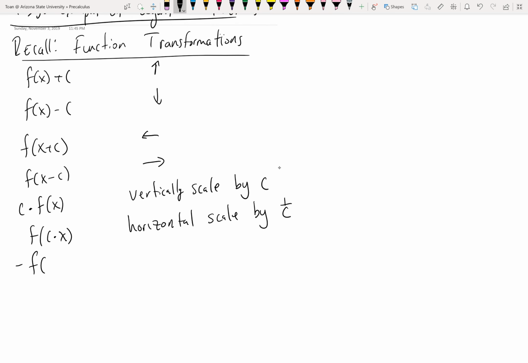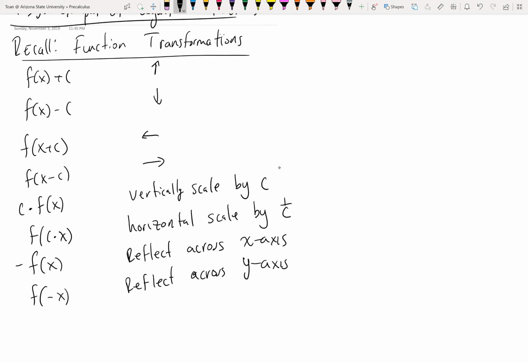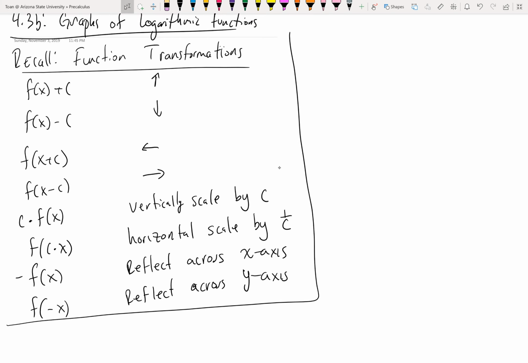If you multiply the whole function by a negative, it is a reflection or a flip over the x-axis. And if you multiply the x directly by a negative, it's a reflection across the y-axis. So this is a vertical flip, this is a horizontal flip. So function transformations, when it comes to sketching anything, it's a pretty good thing to know.